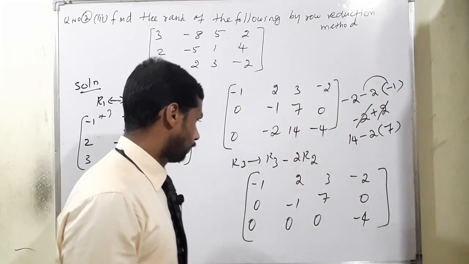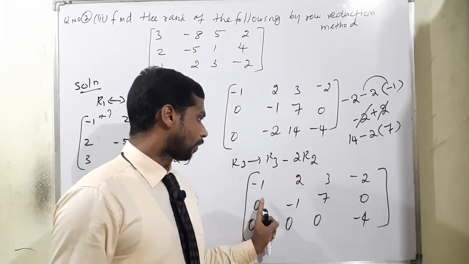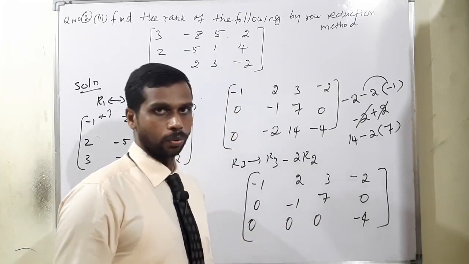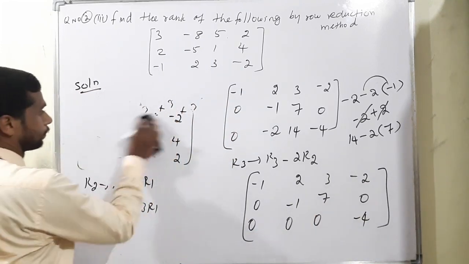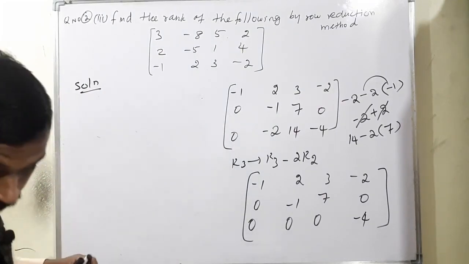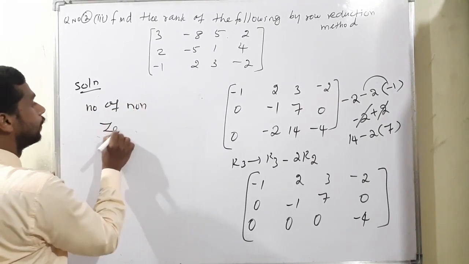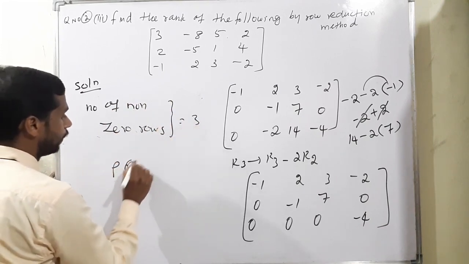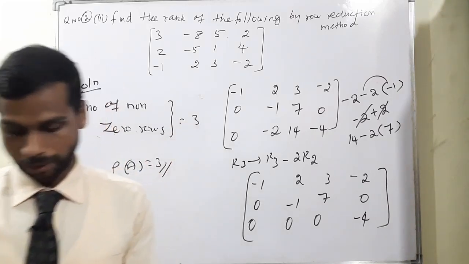Now we have proved this is a row echelon form. Then we have to check how many rank is there. The number of non-zero rows: first row is a non-zero row, second row is a non-zero row, third row is also a non-zero row, because in the third row minus 4 is there. Therefore, the number of non-zero rows is equal to 3. Therefore, rank of A is equal to 3. Okay, I will continue with the next question. Stay on the line.